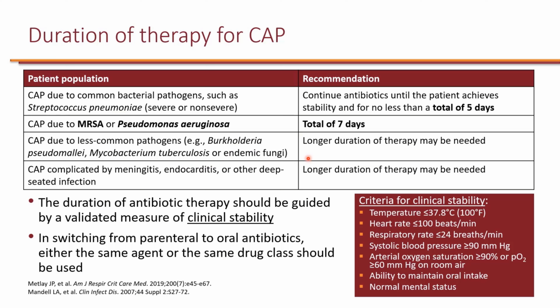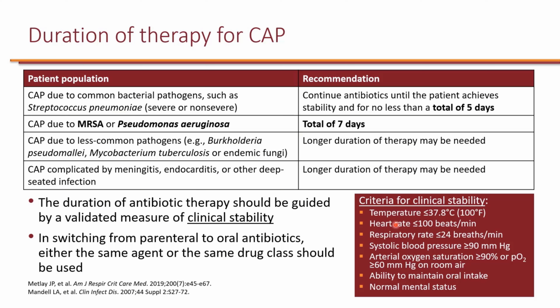And then, if the community-acquired pneumonia is complicated by other infections, then you may need a longer duration depending on what the infection is. For example, if someone has meningitis, it may require a longer duration of therapy. So even if you're done with the treatment for community-acquired pneumonia, you need to treat longer in order to finish treating meningitis. The same is true with endocarditis and deep-seated infections. In general, deep-seated infections require a longer duration of therapy in order to eradicate those organisms.